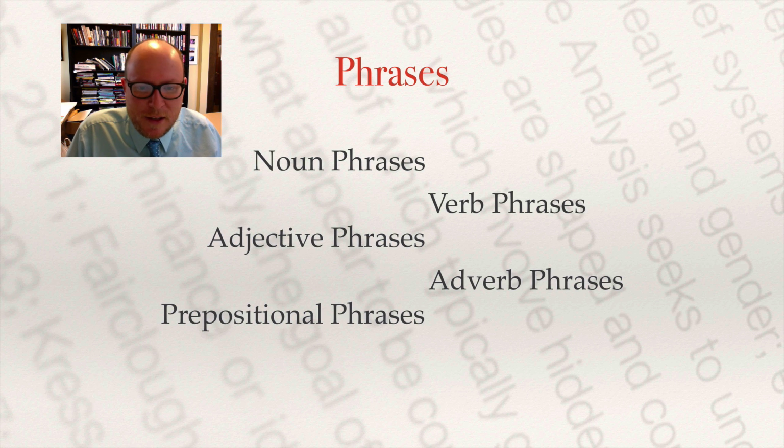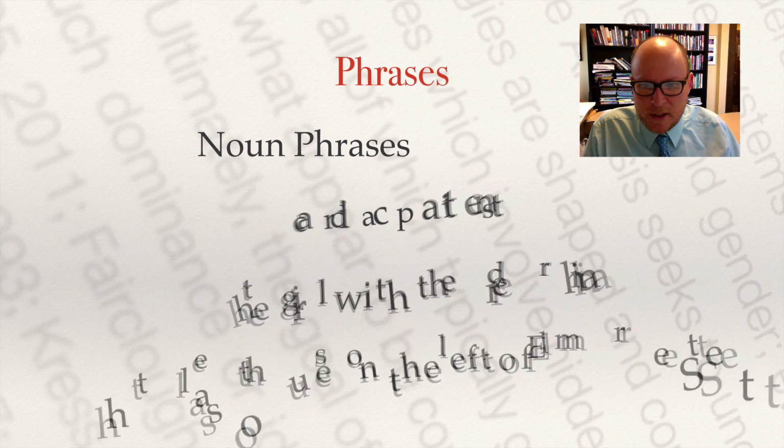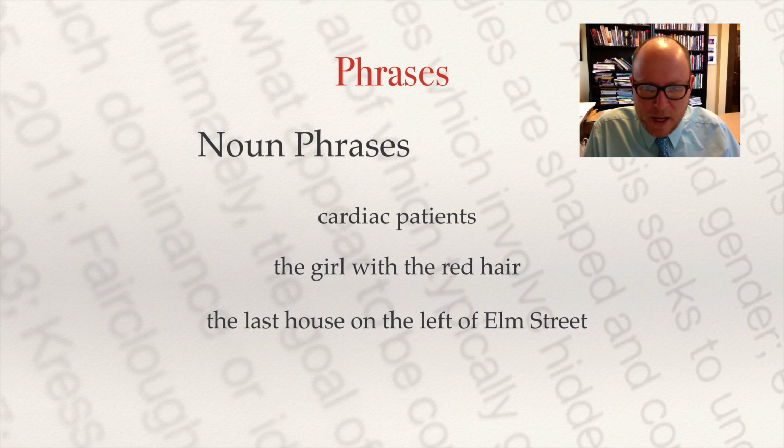So things like conjunction, there's no such thing as a conjunction phrase. There's no such thing necessarily as an interjection phrase. It's really about how these things function, and those syntactic functions don't really apply here. So let's look at these individually. We'll start with noun phrases. So you could have something like cardiac patients, the girl with the red hair, the last house on the left of Elm Street. As you can see, these noun phrases are chunks that fit together.